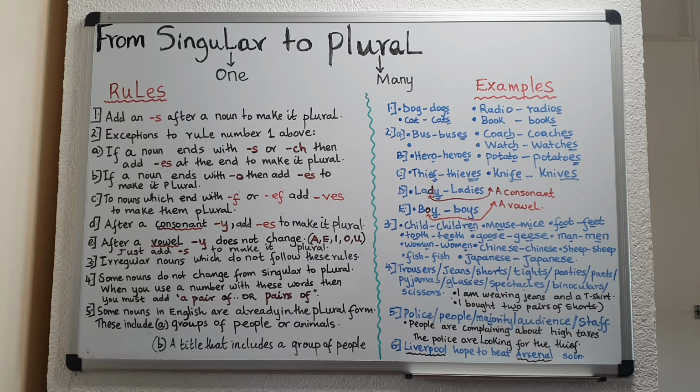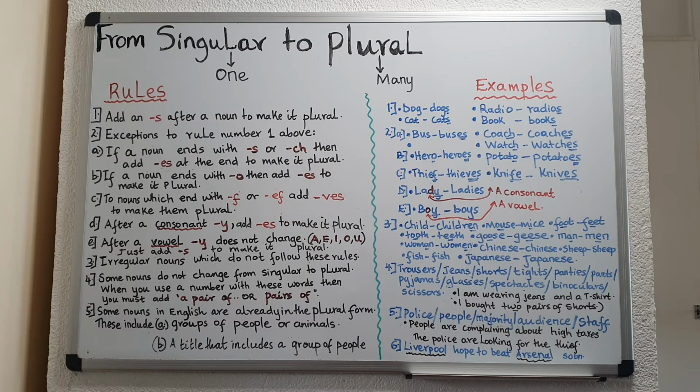Now, let us move on to rule number 3. We have irregular nouns which do not follow any of these rules. So they don't follow rule number 1. They don't follow rule number 2. They are irregular nouns. These ones, you just have to memorize them. But fortunately, I have written them for you. So look at examples 3 on the right.